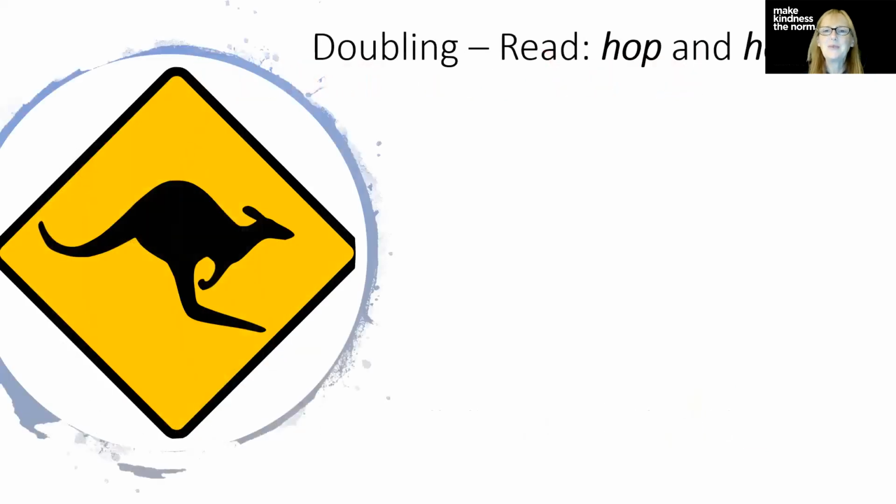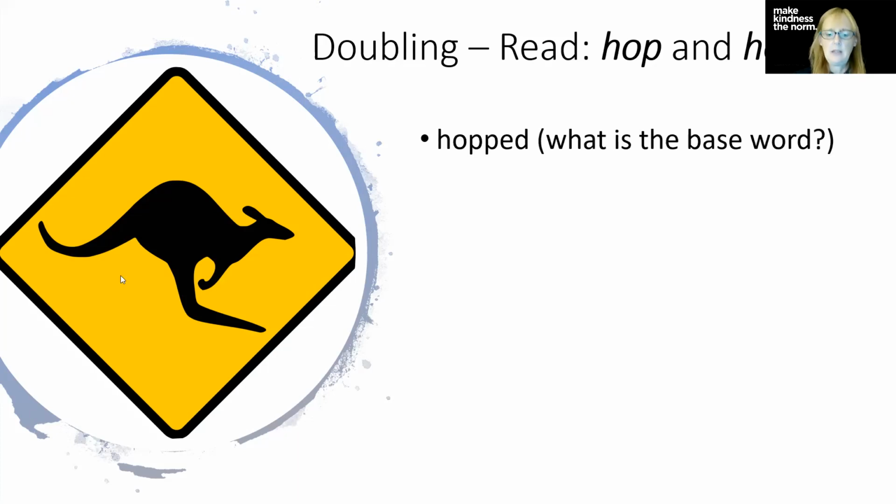All right, so let's read these two words. We have hop and we have hopped. Take a moment to really look at what the difference between those two words is. Today I hop, yesterday the kangaroo hopped, right? Hopped, what is the base word? The base word is hop. And what do we see here?